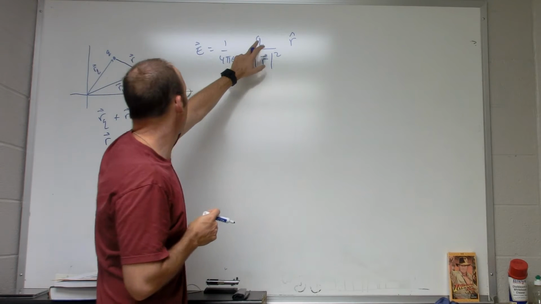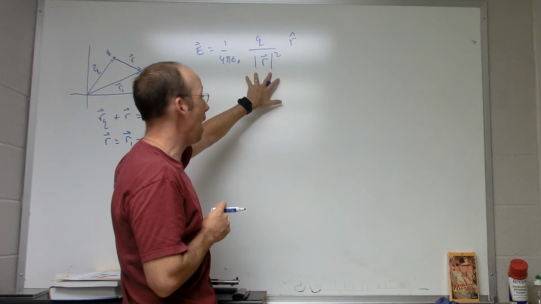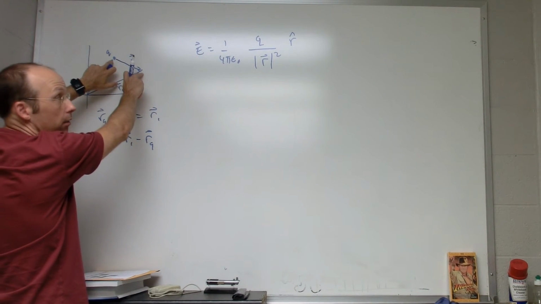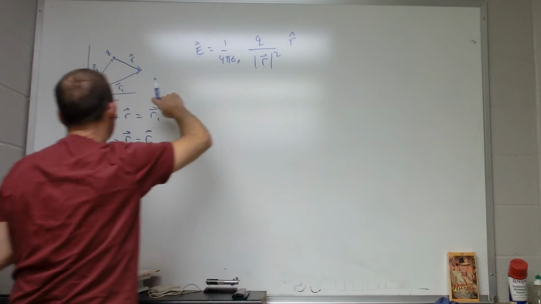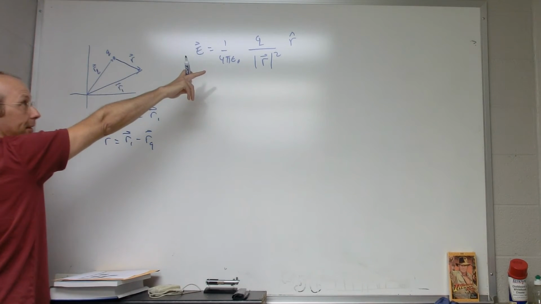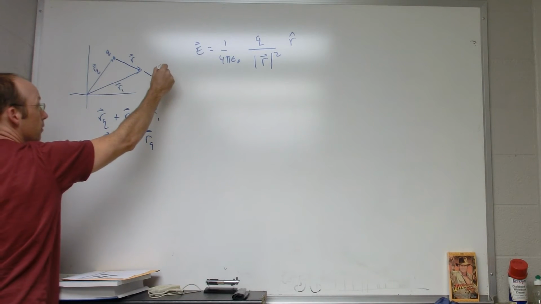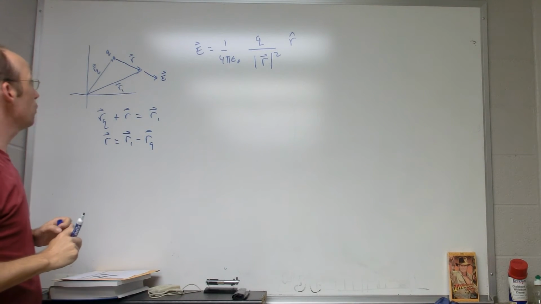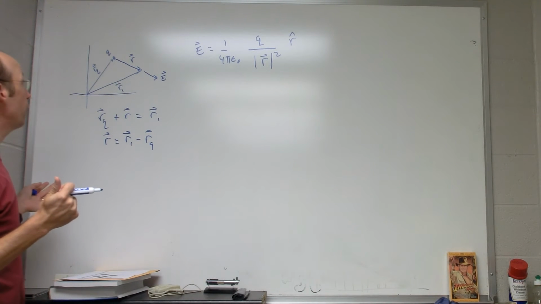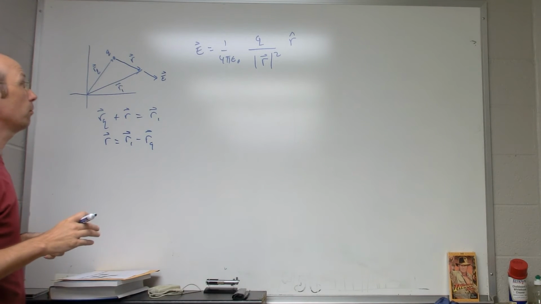And Q is the value of that charge. R squared is the magnitude of that distance squared, that vector squared. And then R hat is a unit vector that points in the same direction as R. If you don't have that R hat, then you don't get an electric field vector here. So you need that. How do you find R hat? How do you find the magnitude of R? Those are the two problems that you have.